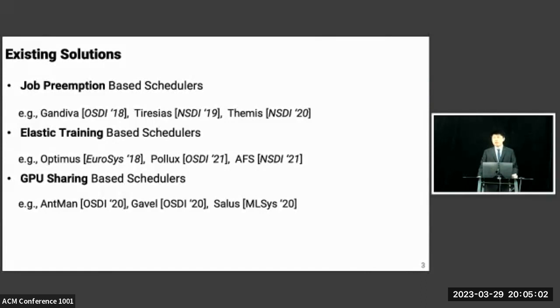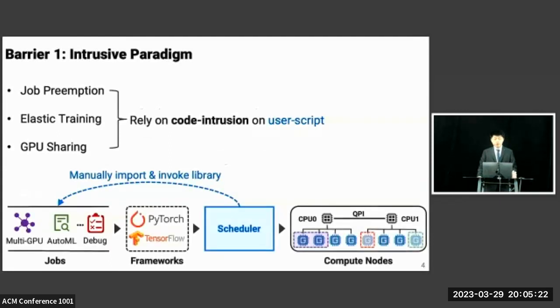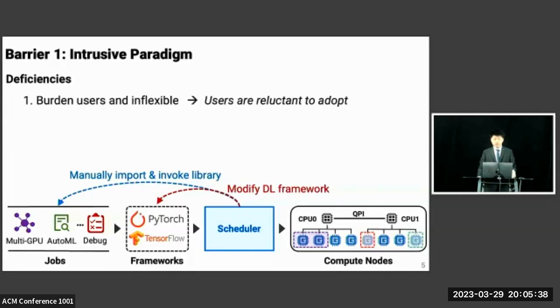Although existing works have demonstrated significant improvement, there are many barriers and concerns in practical deployment. The most significant barrier is that existing work is based on an intrusive paradigm. All of these advanced techniques rely on code intrusion on user scripts, which requires users to manually import specific libraries and modify their code. Additionally, some works also need to modify the source code of underlying DL frameworks or the CUDA library.